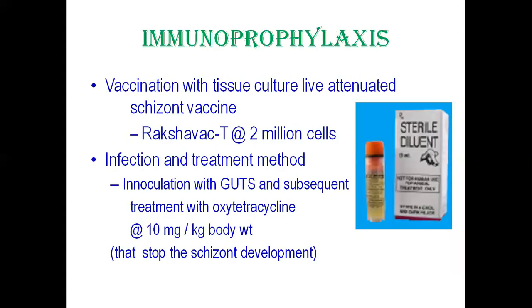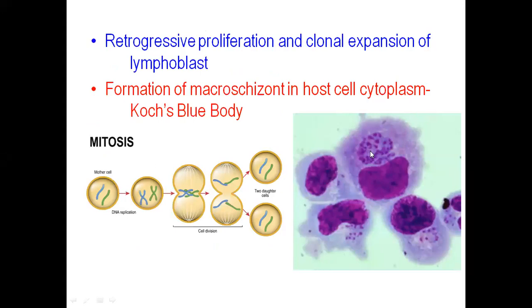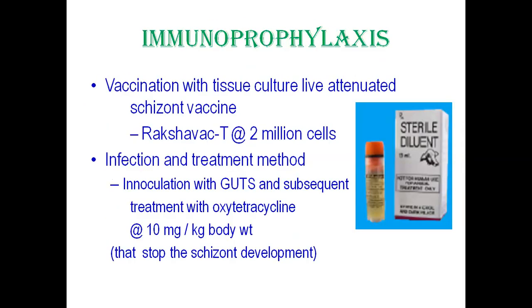And one thing that is really good, as I told you at the beginning of the class, is that there is a vaccine known as Rakshavac-T. It is a tissue culture live attenuated schizont vaccine. Scientists carry out prolonged culture of these macrophages in the laboratory, and ultimately the organism becomes attenuated, and they use this as a vaccine. The dose is 2 million macrophage cells for a single animal.